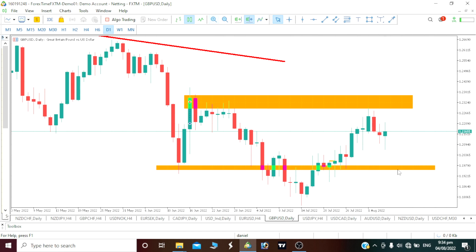Now let's take a look at our pound index, starting with our daily time frame. As we can all see, this is the key level we predicted. I did a weekly analysis on our pound, predicting that we will be rejecting from this area, and we've actually started rejecting. We can go back to watch it to confirm.